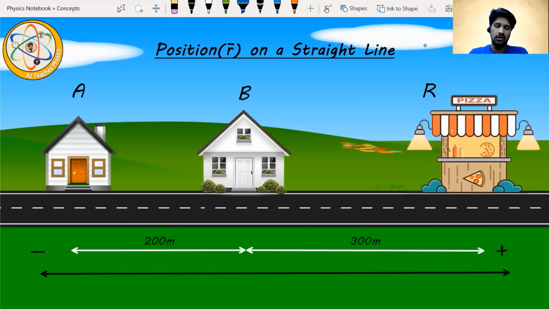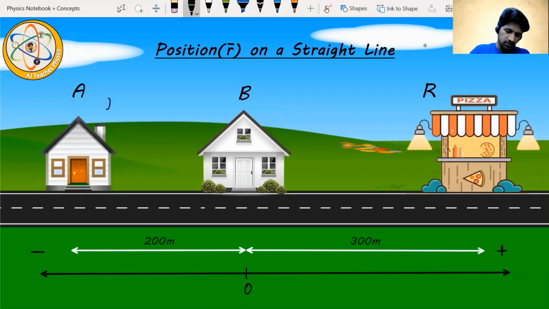Now there's no rule that the origin should always be kept at the first object. You can even consider the origin to coincide with the position of house B. Try to describe the position of house A in this new reference frame now. The house A is at a distance of 200 meters to the left of house B. So it is 200 meters from the origin towards the negative side.